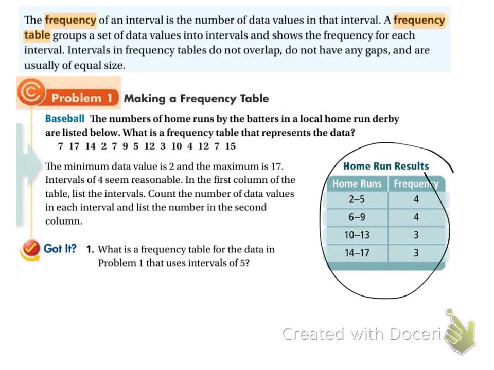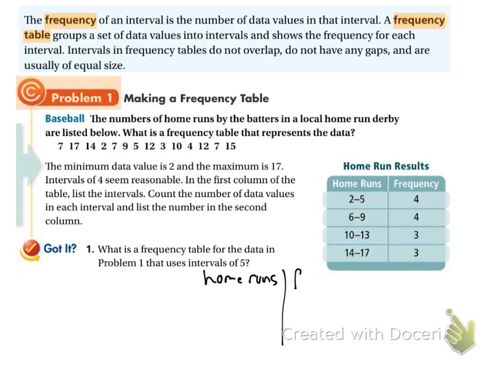So in this table here, it's talking about number of home runs at a home run derby and how many of them happen. So there's 4 people that hit home runs of either 2 to 5, okay? And this one, there's 3 people that hit 14 to 17 home runs. So we're going to use this same data, but we're going to make a frequency table that uses intervals of 5. Okay, so we have home runs and frequency.